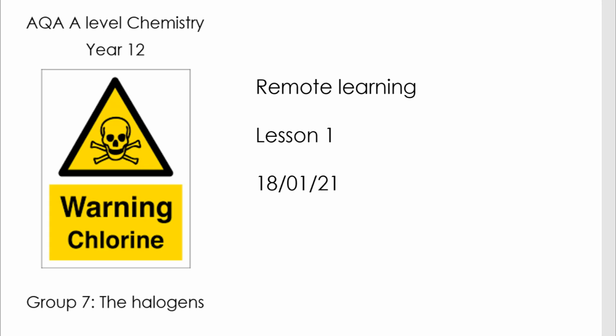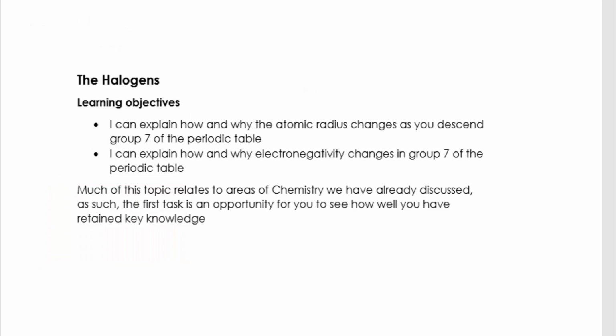So we're going to get straight on and we'll take a look at the initial objectives. And you can see, just like we saw with Group 2, we're going to look at some of the periodic trends, so atomic radius and electronegativity. So there's a huge amount of what we're about to do that will be, once again, familiar to you. Let's get on to the first task.